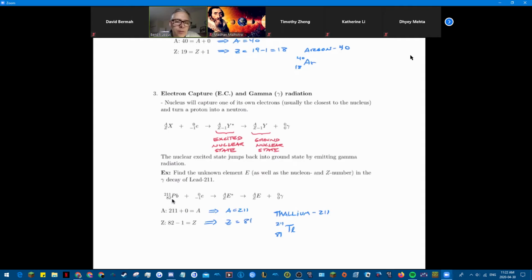So what happens here is that you have 82 protons. So you have 81 protons plus another proton. This other proton here will combine with the electron to form a neutron. So that's why you have one less proton than before. Is that okay?